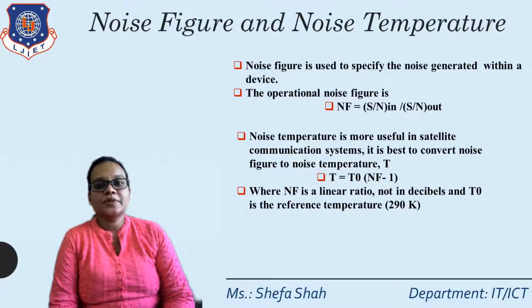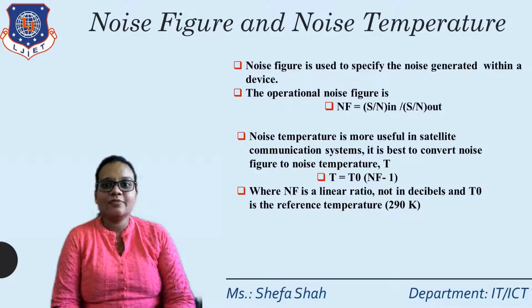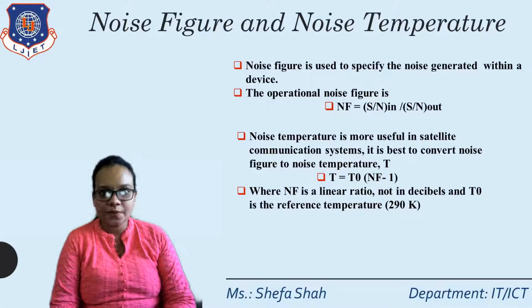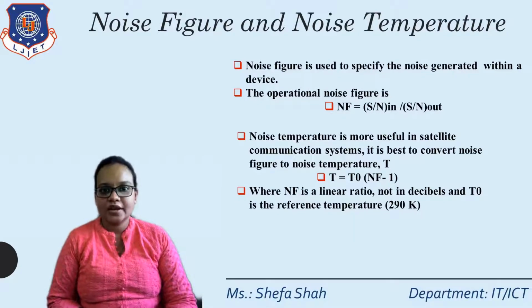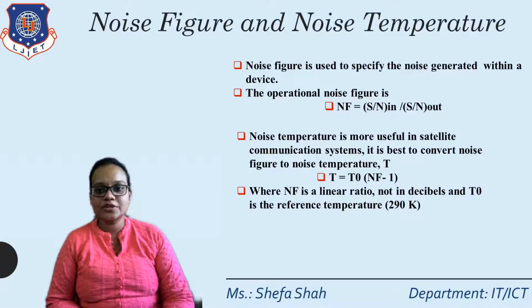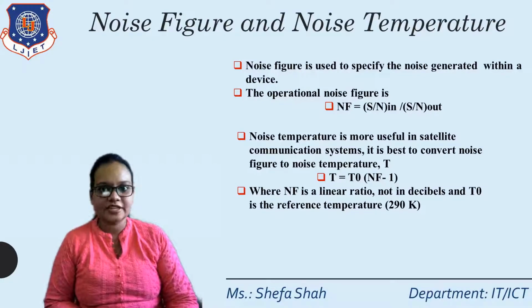Now, next is the noise temperature. Noise temperature is more useful in satellite communication systems. It is best to convert noise figure to noise temperature with the given equation T = T0 (NF - 1), where NF stands for the noise figure, and T0 is the ambient, or room temperature, which is taken as 290 Kelvin. Clear? Based on these equations and the free space transmission equations we studied in the last session, we will see different types of examples in the next session.